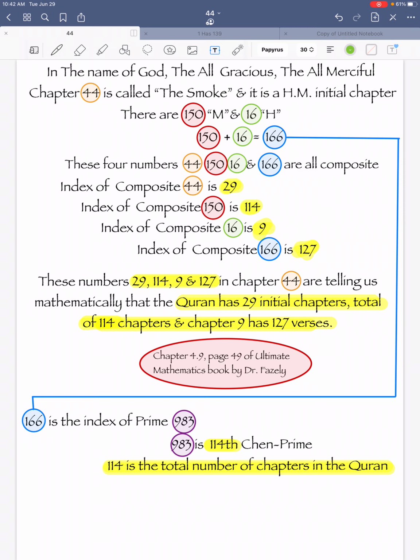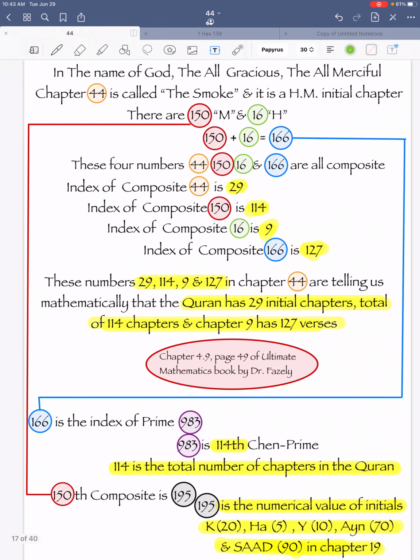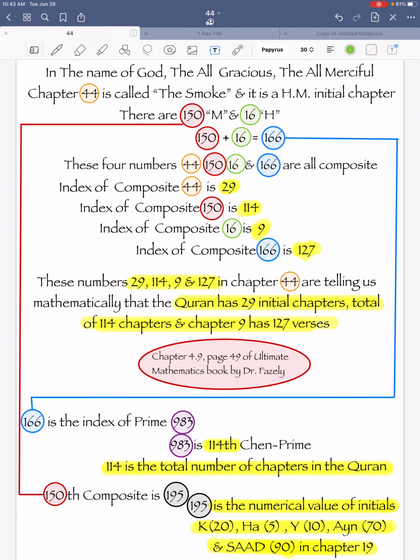Let's take a look at another number. Let's take a look at the total number of memes, which is 150. 150th composite is 195. And 195 is the numerical value of the 5 initials in chapter 19. That means if we add the numerical value of each of those initials together, we get 195. So far, God told us mathematically that the Quran has 29 initial chapters, 114 total chapters, chapter 9 having 127 verses, and the total numerical value of the 5 initials in chapter 19.